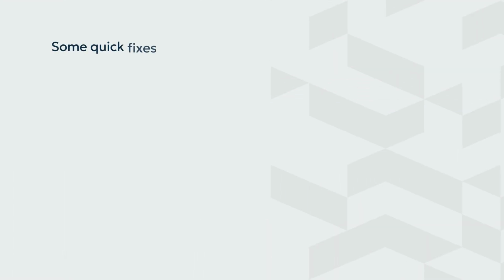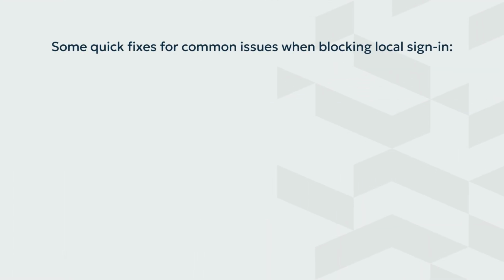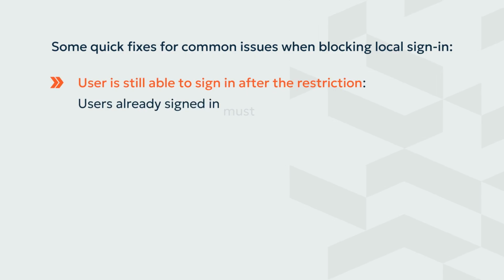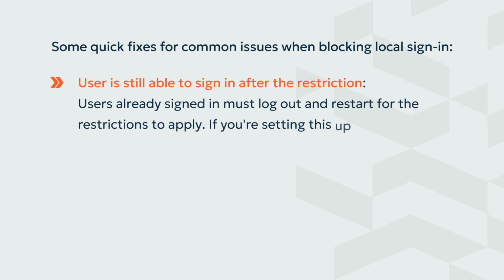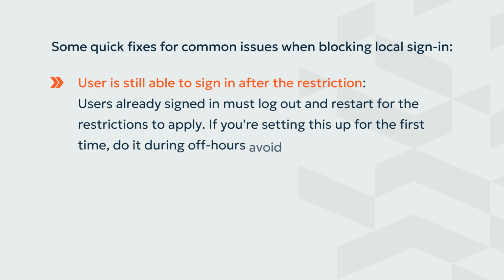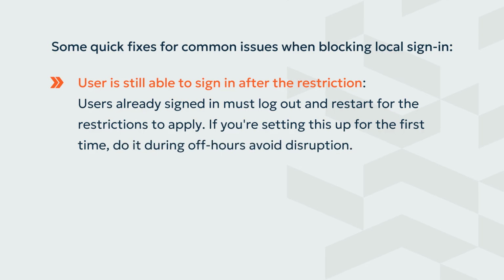Troubleshooting local user login in Windows 10 policy. You might run into some common problems while denying local sign-in. Here are some fixes. Issue: user is still able to sign in after the restriction. Users who were already signed in before the restrictions were set will need to log out and restart their devices for the changes to work. If you're applying this for the first time, it's best to do it during off hours.